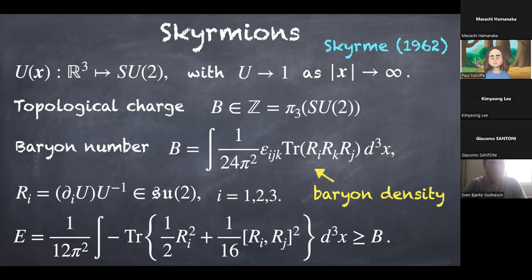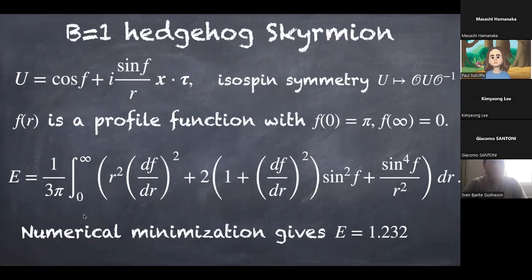So let's start with the simplest case, B equals 1. So B equals 1 is called the hedgehog skyrmion. It has the form that's written here. So F just depends on the radius. And then there's the Cartesian coordinates as a vector dotted with the vector of Pauli matrices. So that's an SU2 matrix.